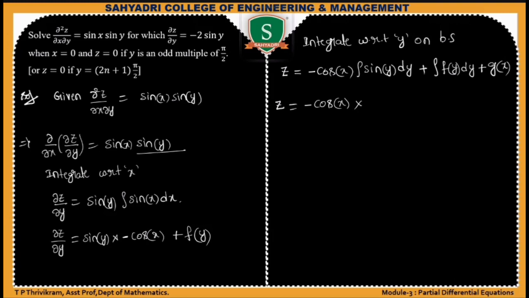So z is equal to minus cos x into the integration of sin y, which is minus cos y, plus integral of f of y. This I can treat as a function of y, so I am writing it as capital F of y, plus here g of x, which I will keep as it is. Now we need to find what this capital F of y and similarly g of x are.